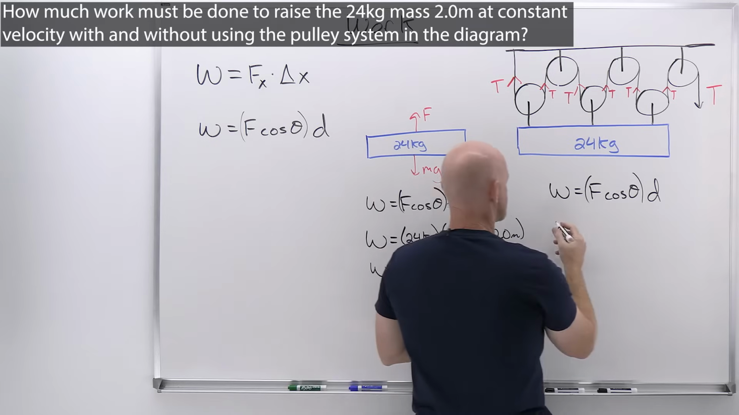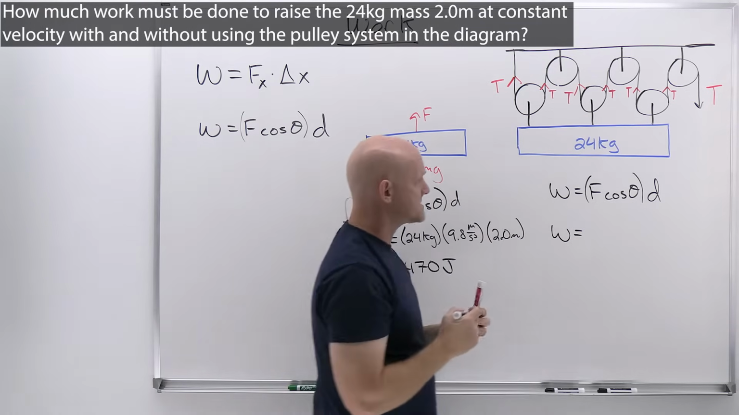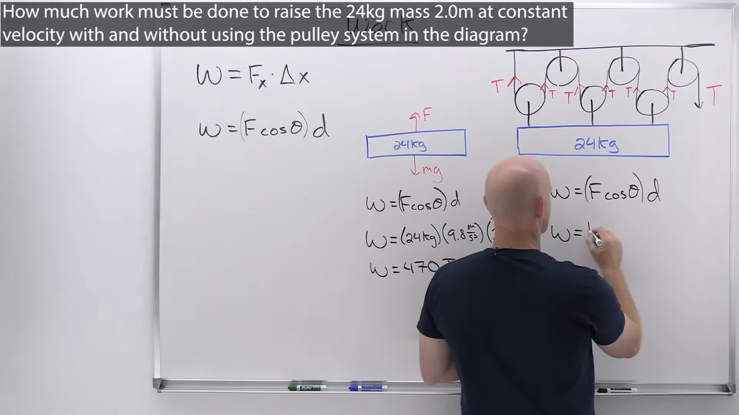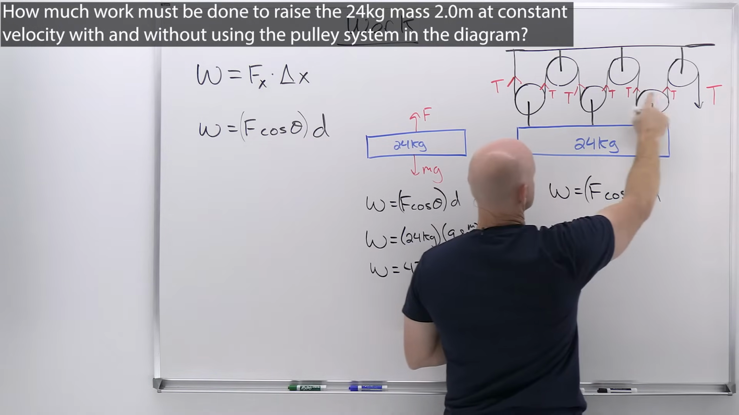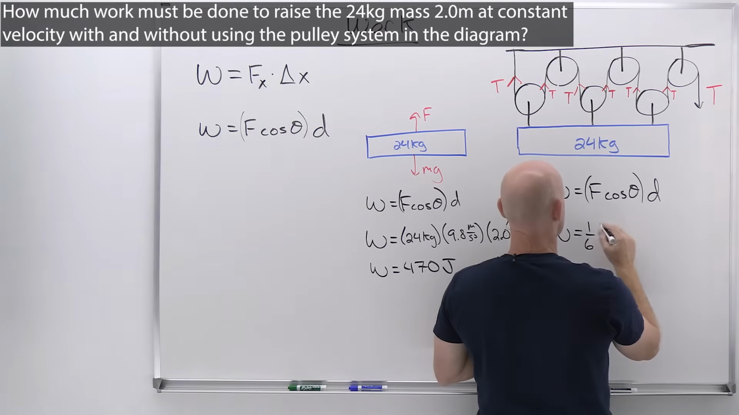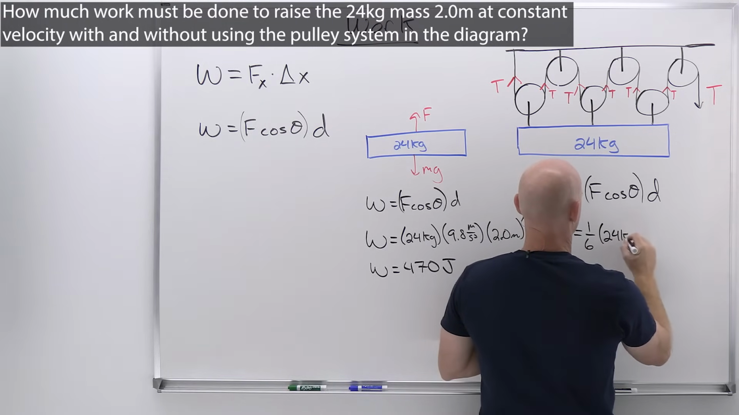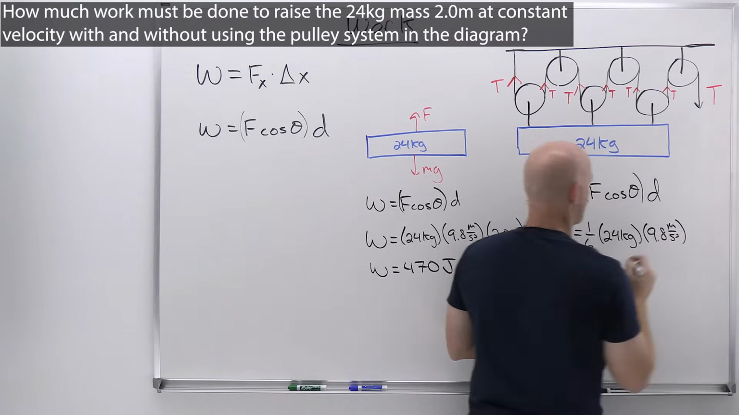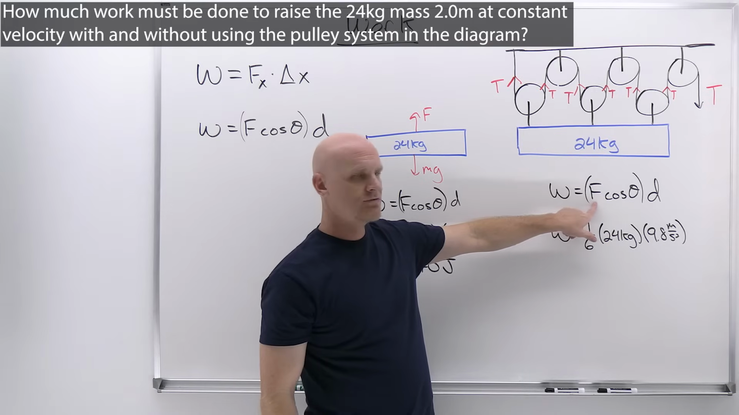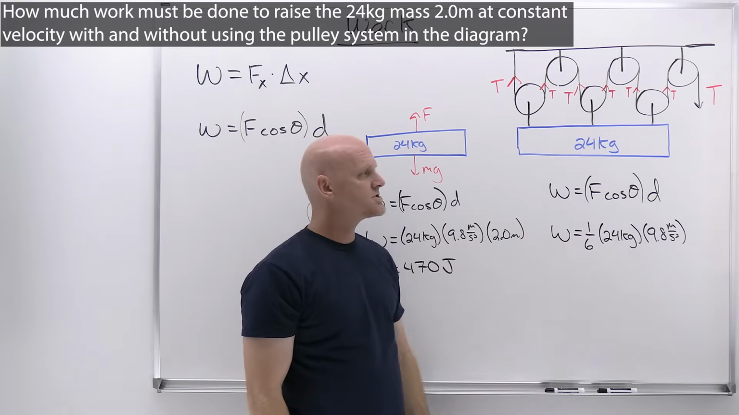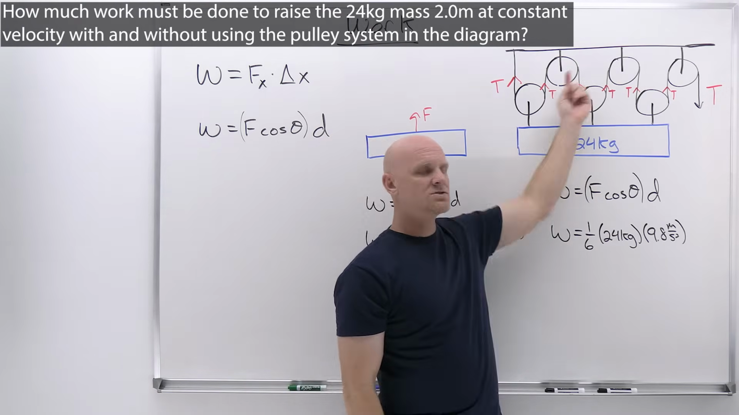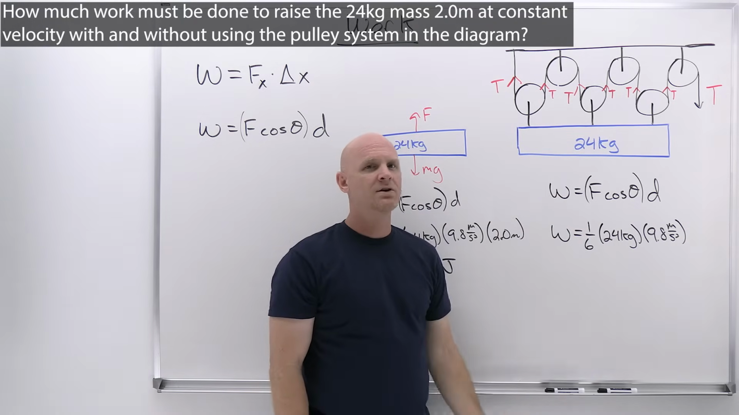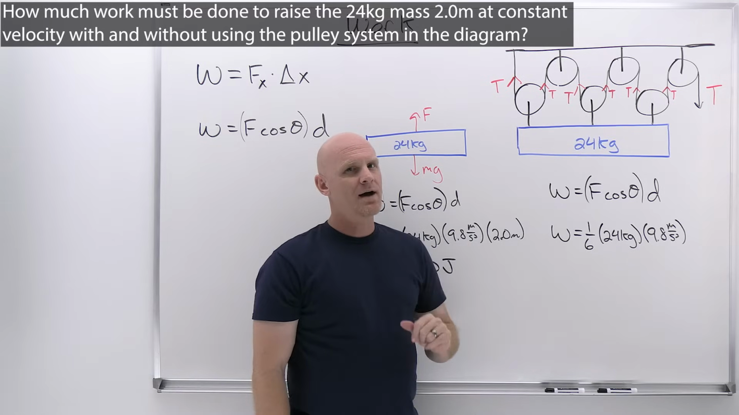And so in this case, that force, instead of being 24 kilograms times 9.8 meters per second squared, is going to be just 1/6 of that. So it's going to be 1/6 of, again, 24 kilograms times 9.8 meters per second squared. And all of a sudden it's looking like, well, the force is only 1/6 of the force, and we still only want it to rise 2 meters. So if we plug 2 meters into that, isn't the work going to come out to just 1/6 of the value? It might look like that, but again, the key is this.